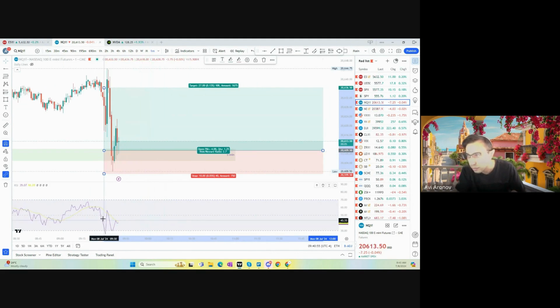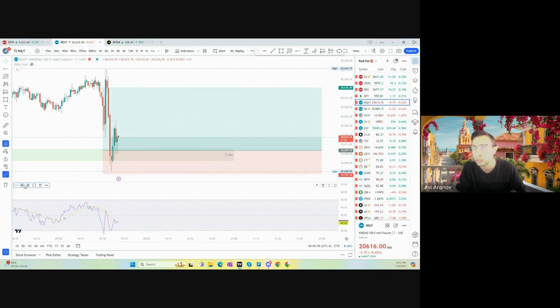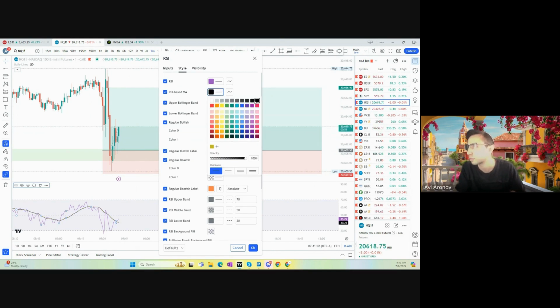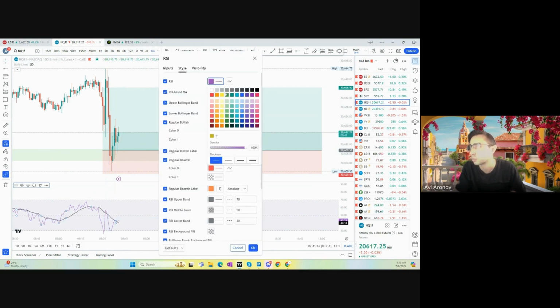Let's see. You know what I want to do here? Oh, one moment. I want to change this to black. Yeah, because I don't see the yellow too well there. So this black is good. This purple.